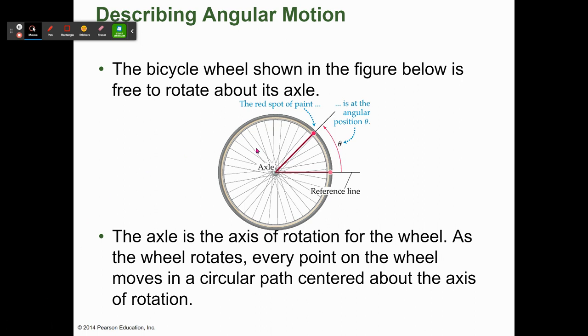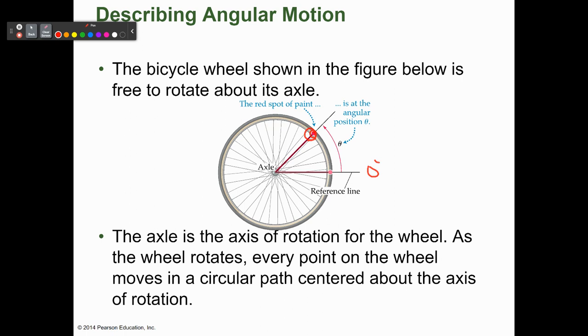Okay, so let's take this bicycle wheel as an example. All right, if we have this bicycle wheel that's shown, we look at one particular spot on that bicycle wheel and we want to see how far it moves in that circular path. Okay, so here's our reference line. We're always going to have a reference point here at the axle going straight horizontal. That's going to be our starting point. So that would be our 0 degrees.